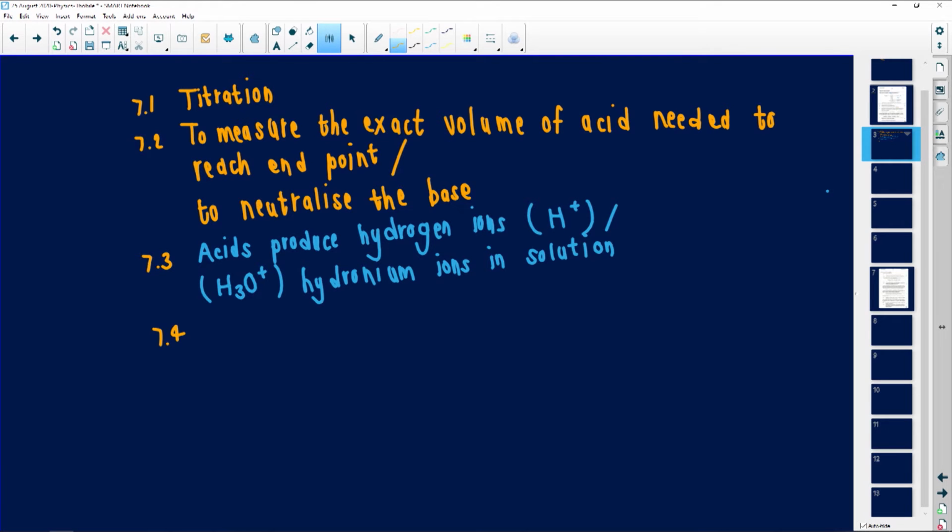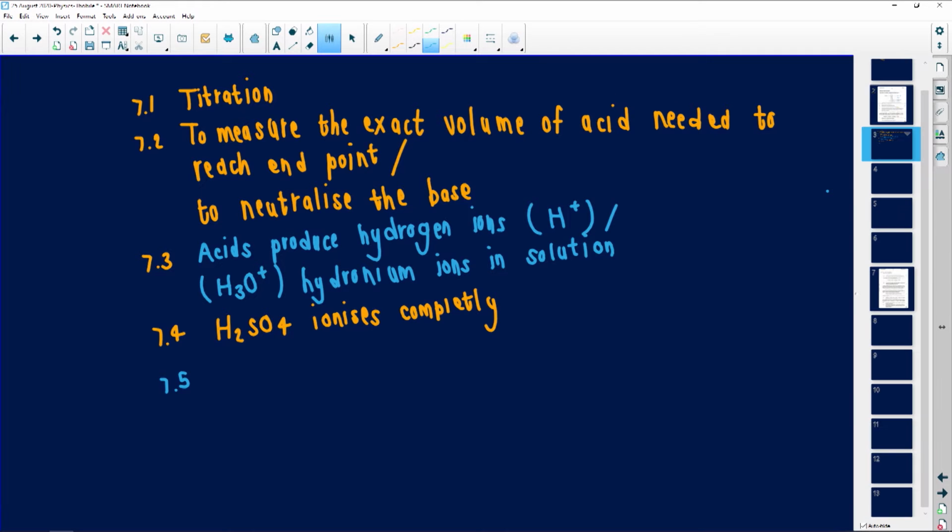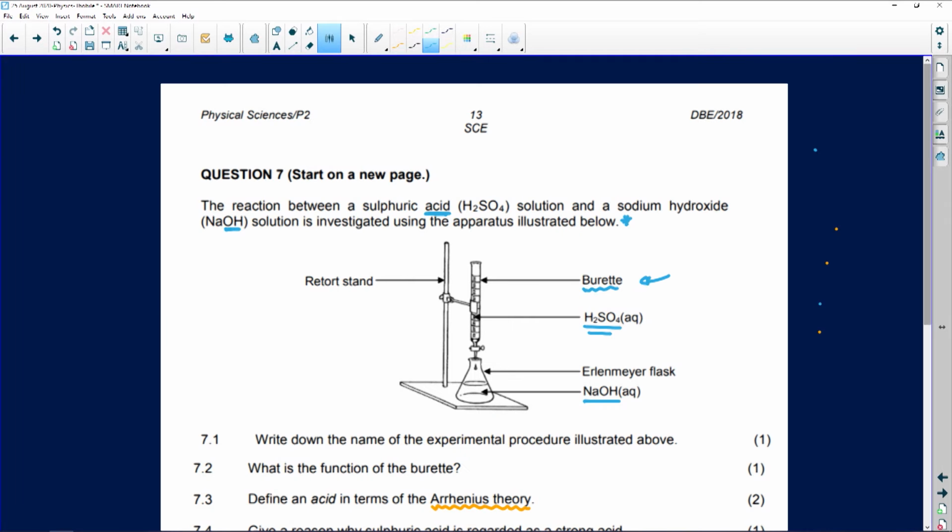So with sulfuric acid, I can say H2SO4. You can write down the name or the molecular formula. It ionizes completely. That is then why it is regarded as a strong acid. Let me just move to another slide. Okay, let me just get another question.